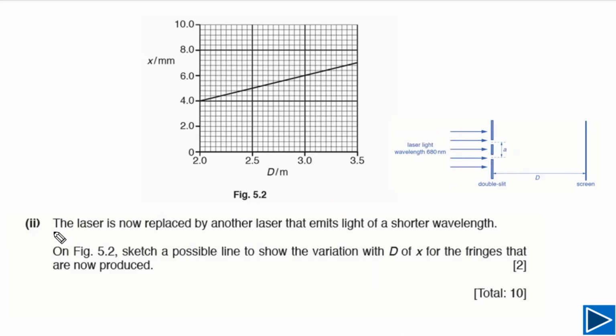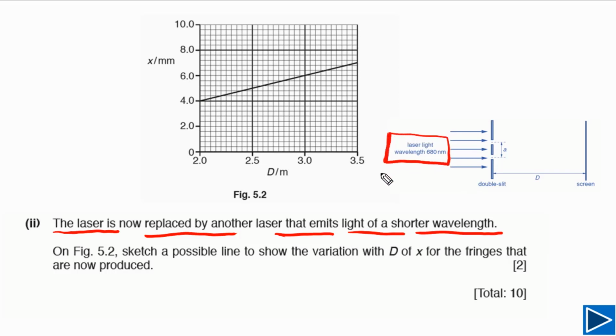For the second part, it is given that the laser is now replaced by another laser that emits light of a shorter wavelength. It simply means that we replace this laser with another laser whose wavelength is shorter than 680 nanometers. But we are using the same double slit, so A is constant. The question asks us to sketch on figure 5.2 a possible line. So how can we answer this question? This is quite straightforward if we understand Young's double slit experiment.